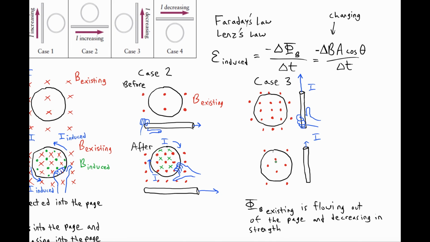So when we draw our induced field, should it be X's? Or should it be dots? It should be dots, because you have to replace the dots that were there originally. That keeps the overall flux the same as what it was originally. So this is B induced. The red was the existing field.